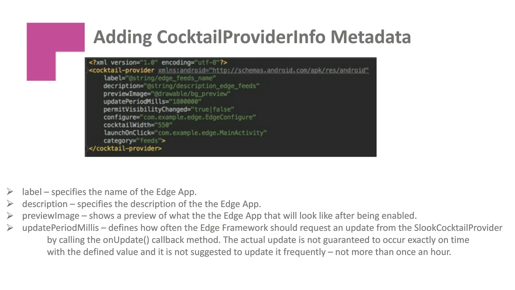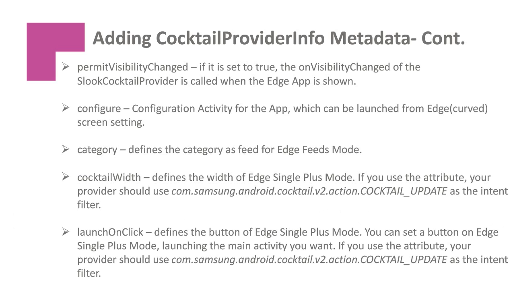And finally, we have category. This tag is only applicable for feeds application. If you are creating feeds, then you'll have to mention category as feeds. If not, then you don't have to mention anything about the category. For the last tag, category, I'll explain in more detail on the later slides what should be the category for different types of edge applications. So on these slides, I've talked about the different tags that I just explained.